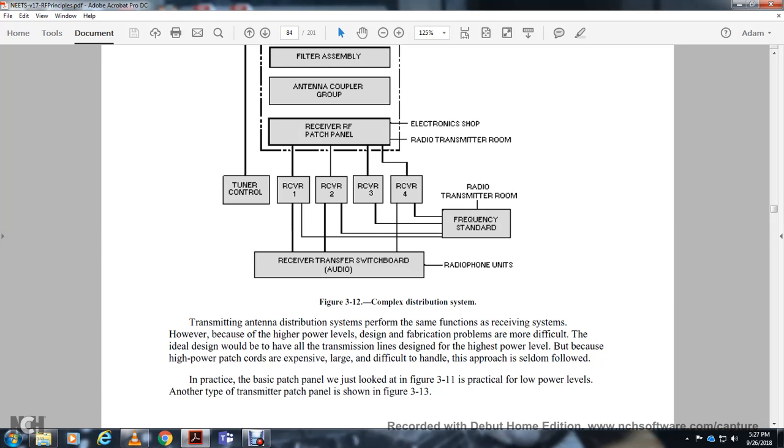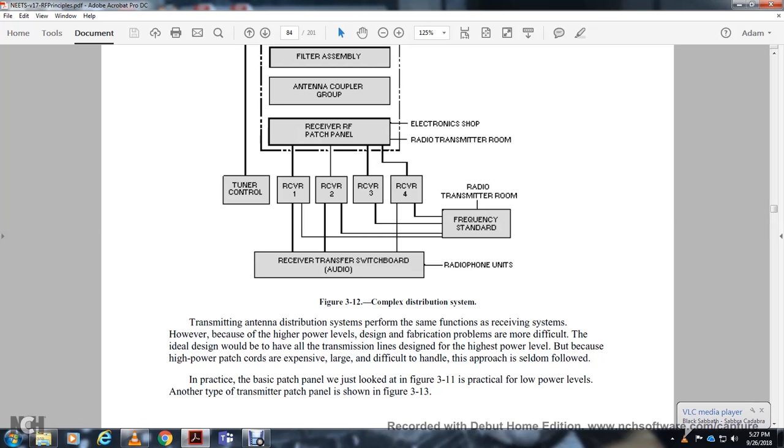Your transmitter antenna distribution system performs the same function as the receive system. However, to give it the proper power level in the design, fabrication problems are more difficult. The ideal design would have all the transmission lines designed for the highest power level, but high power patch cords are especially large and difficult to handle. The approach is seldom used in practice, the patch panel.